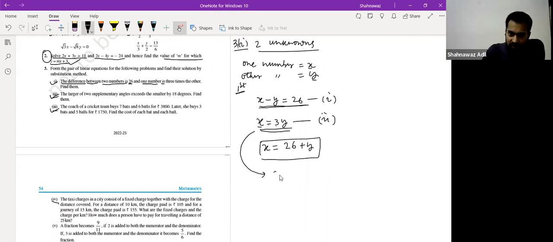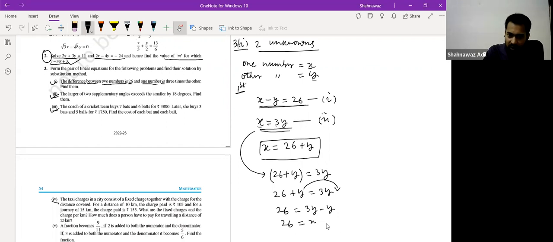26 plus y is equal to 3y, right? Yes. So now what will be here? 26 plus y is 3y. So this goes here, right? So this will be what? 26. 3y minus y. Right. So this is what? 2y. So y is what? 13.